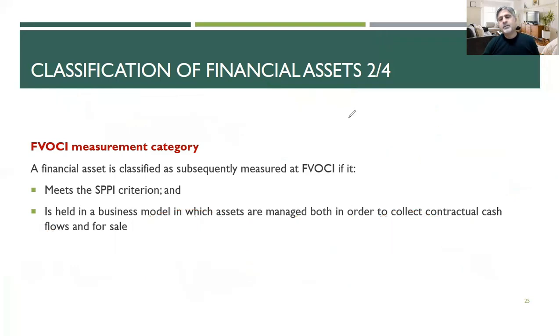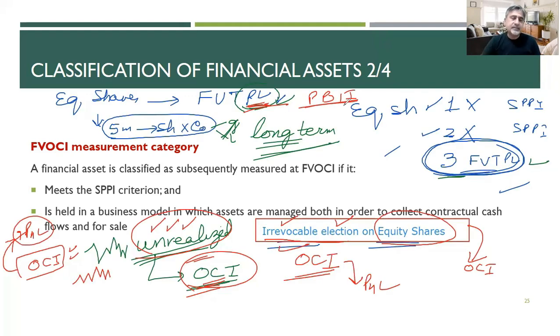So how will it be presented then, if there is a gain? That is the equity part, not P&L, equity part. I will not allow it to be taken back to P&L. I will not allow you to transfer it from OCI to P&L.